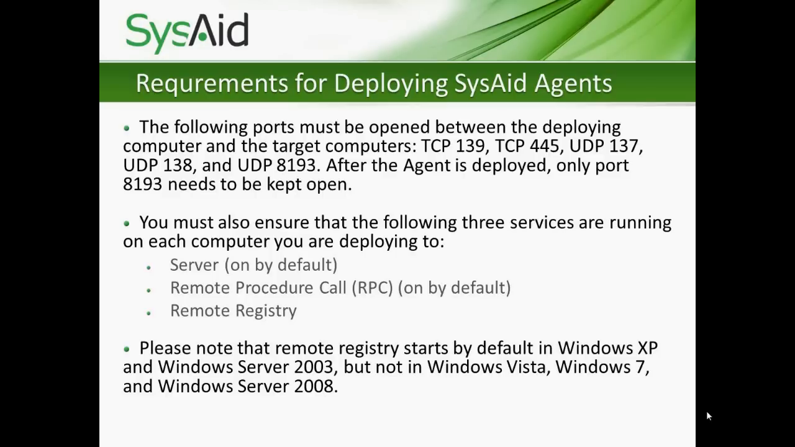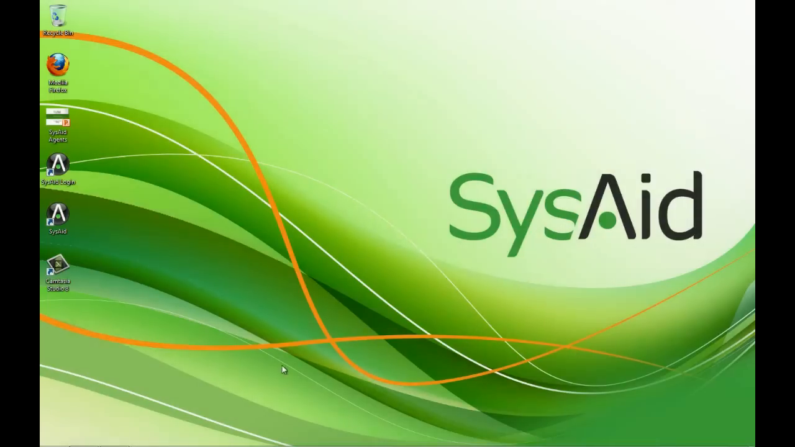You also must ensure that the following three services are running on each computer you are deploying to: server, remote procedure call (RPC), and remote registry. Please note that the remote registry starts by default in Windows XP and Windows Server 2003, but not in Windows Vista, Windows 7, and Windows Server 2008. Now we're going to log into SysAid.